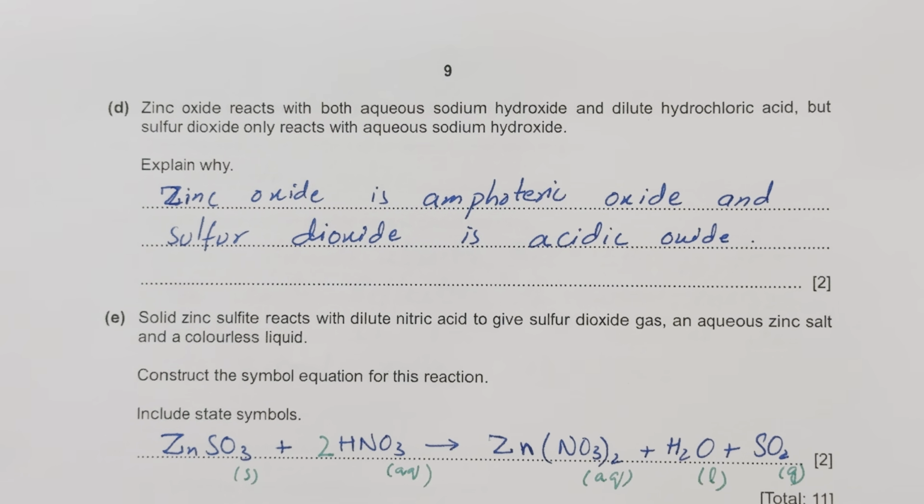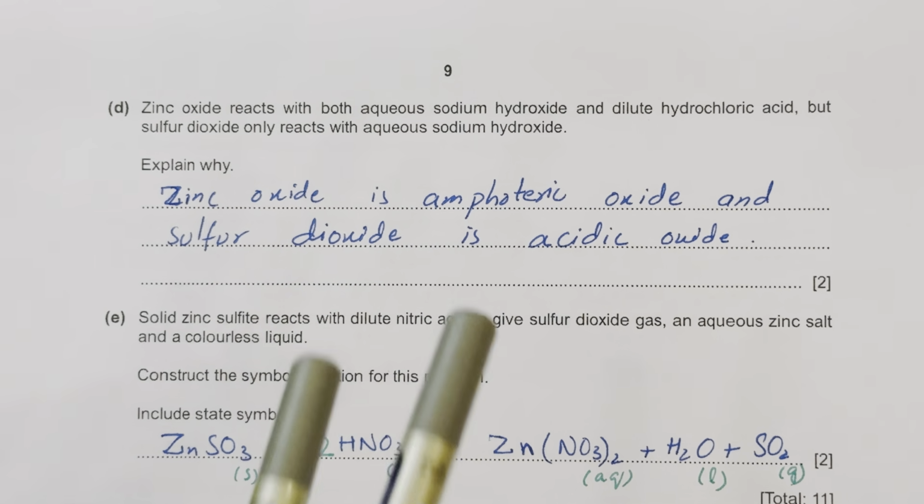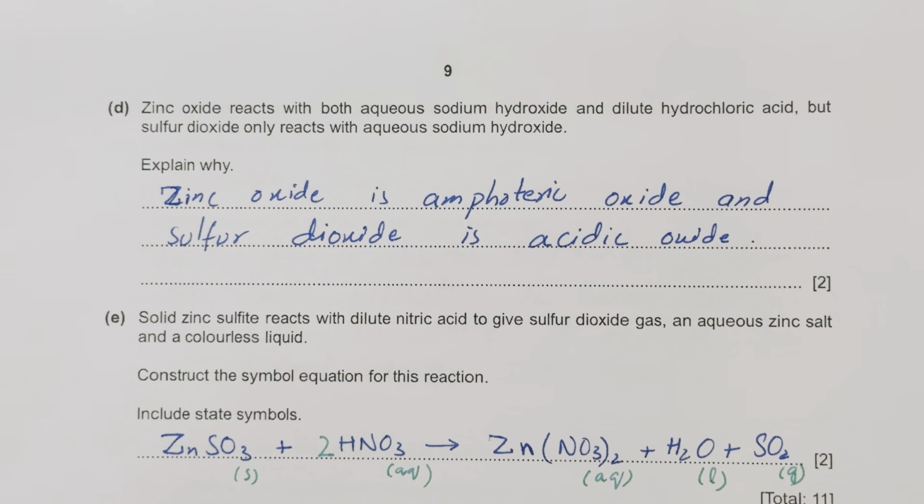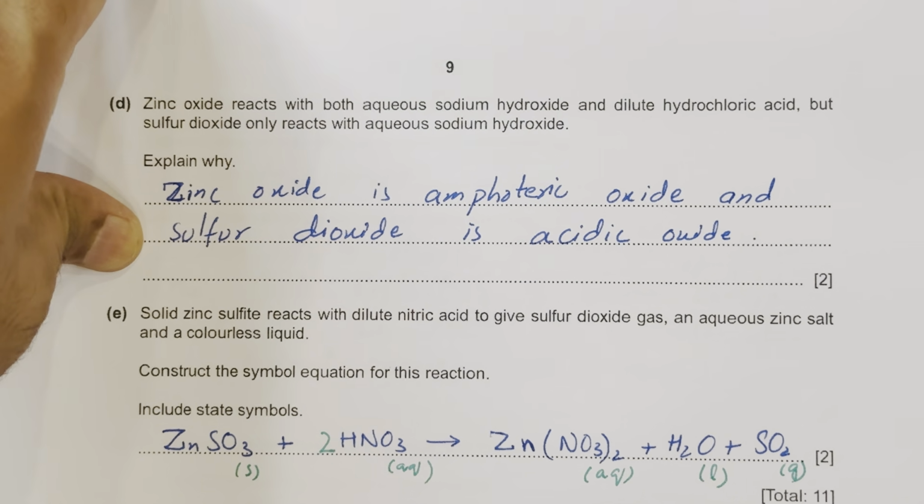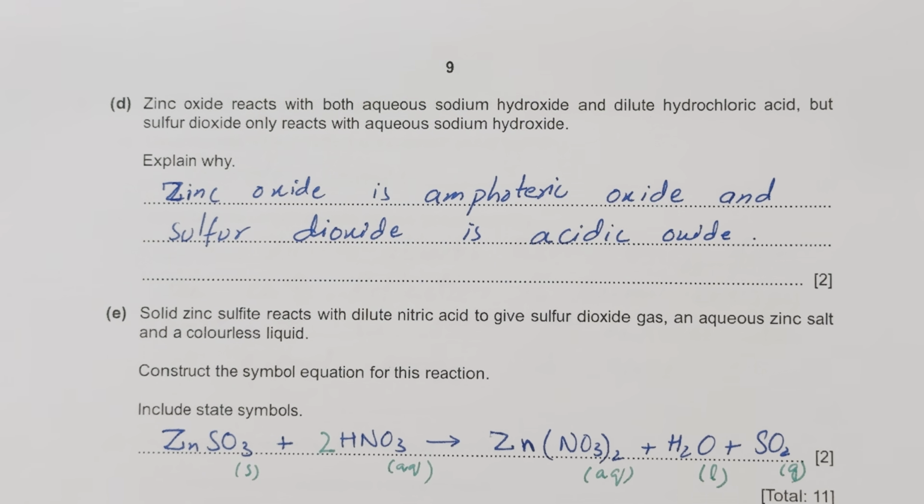Zinc oxide reacts with both aqueous sodium hydroxide and dilute hydrochloric acid, but sulfur dioxide only reacts with aqueous sodium hydroxide. Explain why. We know that zinc oxide is an amphoteric oxide, so it can react with both base and acid. But sulfur dioxide is an acidic oxide. That's why it reacts only with sodium hydroxide, not with hydrochloric acid. So this is the simple explanation. Zinc oxide is an amphoteric oxide and sulfur dioxide is an acidic oxide.